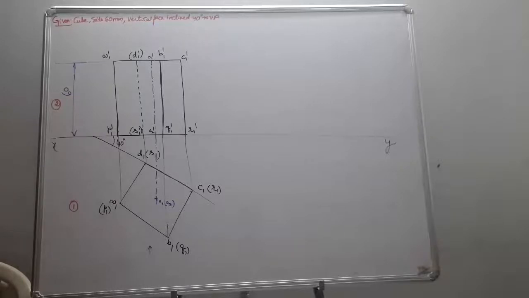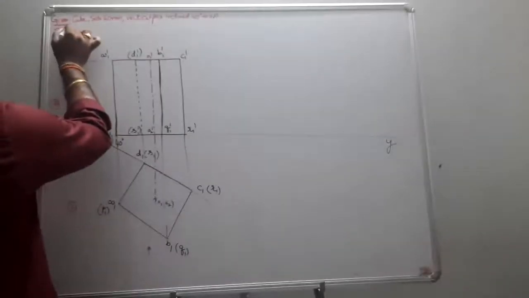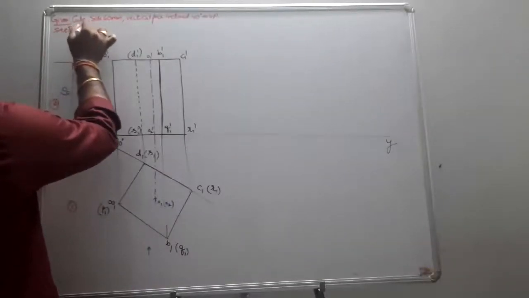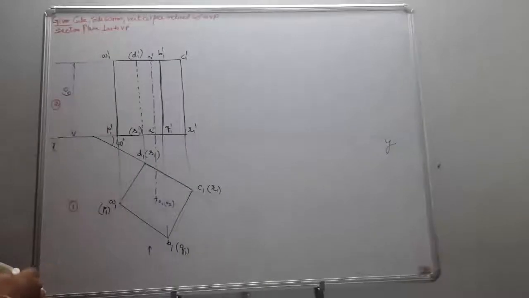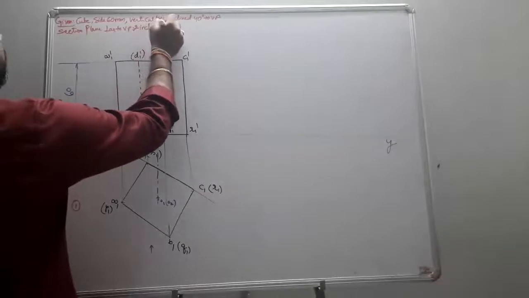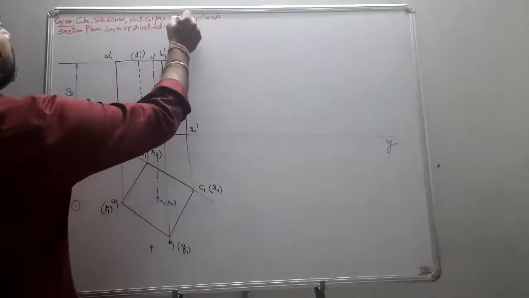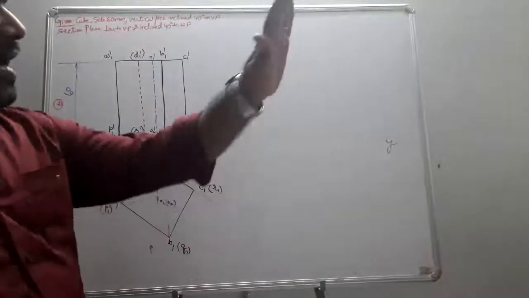Okay. Next, what is the problem? He just gives inclined 40 degrees to VP. Next, now the cutting plane is going to be entered into the scene. It is cut by a section plane perpendicular to VP, and inclined 40 degrees to HP. So that means how should your cutting plane be? It should be inclined and it is going to cut like this.